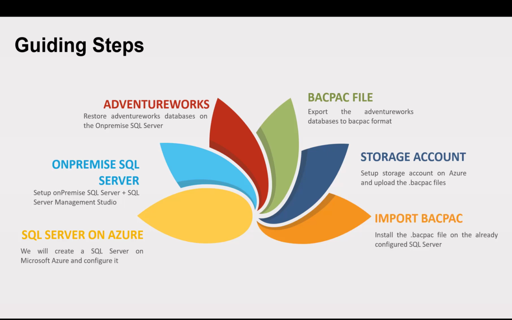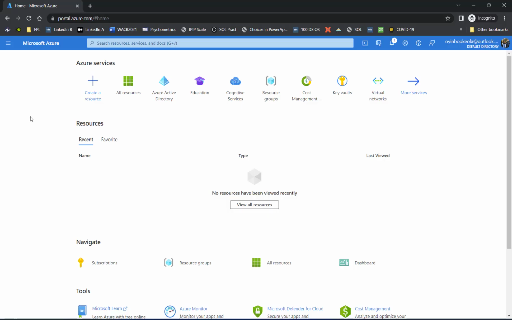And finally, go back to the same SQL Server that we created and configured on Azure, and then import the BACPAC file that is now in the storage account. Easy steps. Together we will do that, and you see how easy it is to work with the cloud. Especially if you are just coming up, this is a good resource for you to start demonstrating your knowledge of the cloud. Let's start by creating our Azure SQL database.